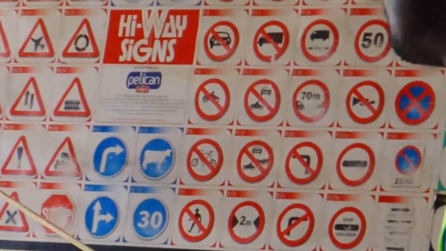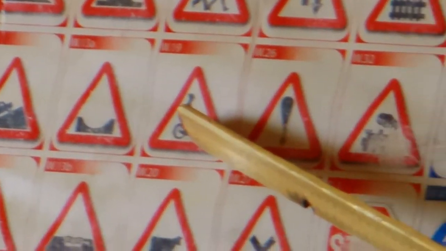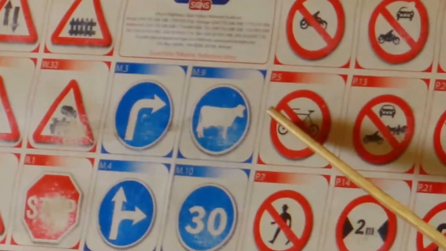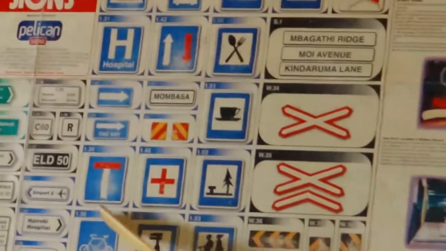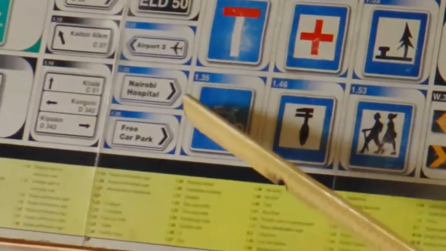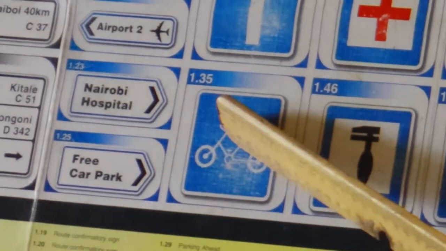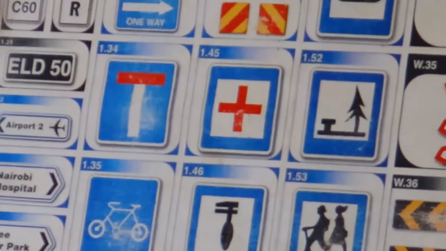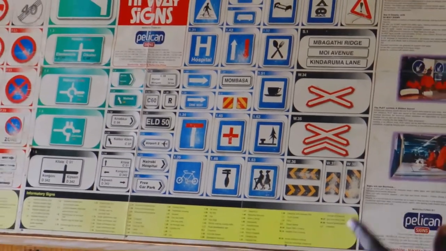We also have this one and this one. This one says bicycle or cyclist crossing ahead. Okay? This one is no entry for bicycles. And this one is bicycles only. It can be a stage of bicycles, or an area where there are frequent bicycles. Okay? So you must know the difference between the signs that look alike or are confusing. You must know the difference.